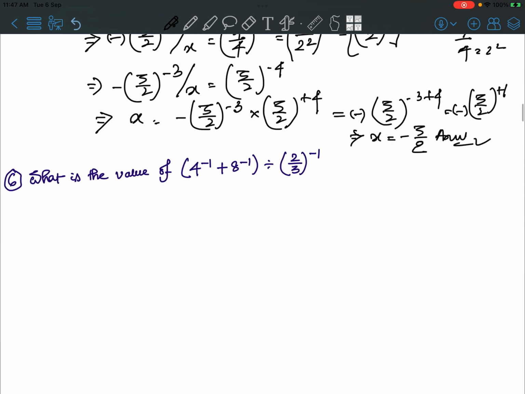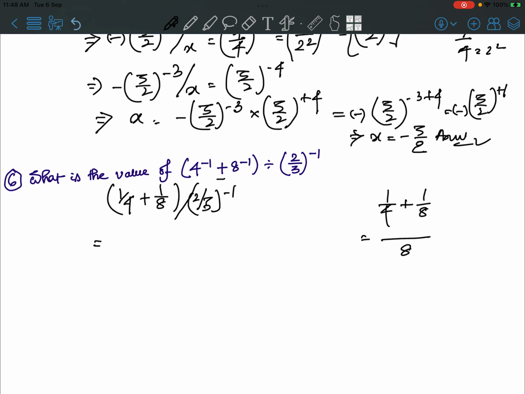Now the next problem. The next problem is quite similar to the first one. In the first one we had a multiplication, but here we have additions. 4 to the power minus 1 we can write as 1 by 4, and 8 to the power minus 1 as 1 by 8. Now divided by 2 by 3 whole to the power minus 1. We add 1 by 4 and 1 by 8, that means 2 and 1 over 8, which is 3 by 8.